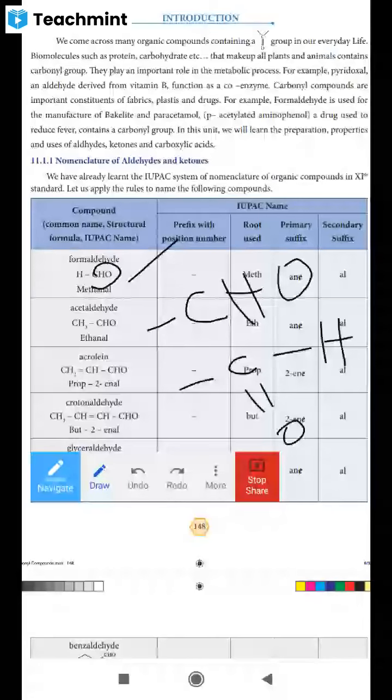Here one bond is left empty. That should be added with R. R I already told you. Anyone tell me what is R? Alkyl. Very good. What are alkyl groups?